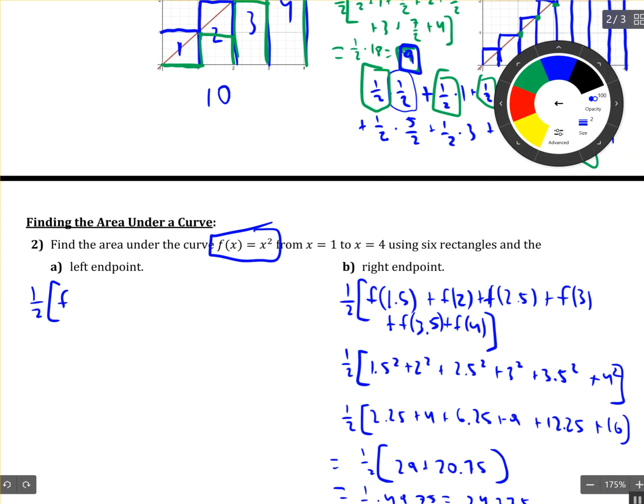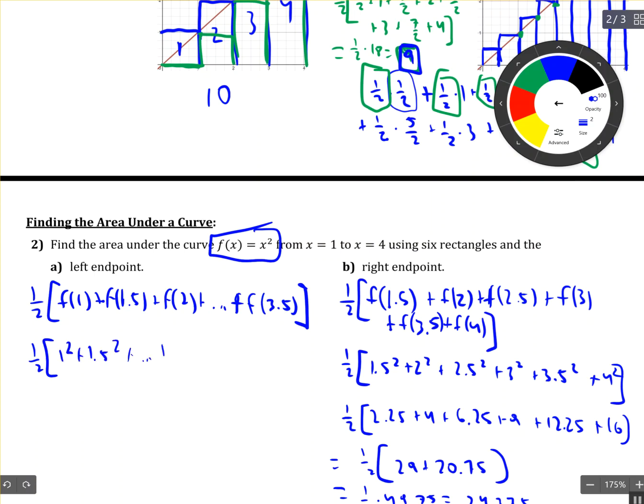It's going to be f of 1 plus f of 1.5 plus f of 2 plus dot, dot, dot, plus f of 3.5, and that's the last one. Because when I do that, that's 6 rectangles. If I went all the way to 4, that would actually be 7 rectangles, which would not be correct. So it's 1 squared plus 1.5 squared plus dot, dot, dot plus 3.5 squared.